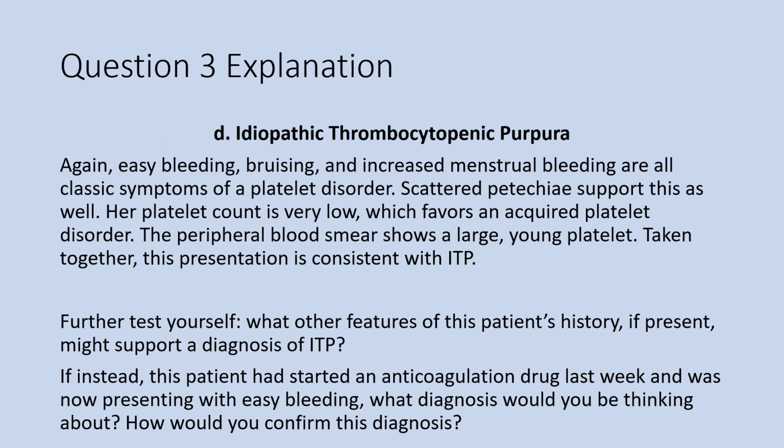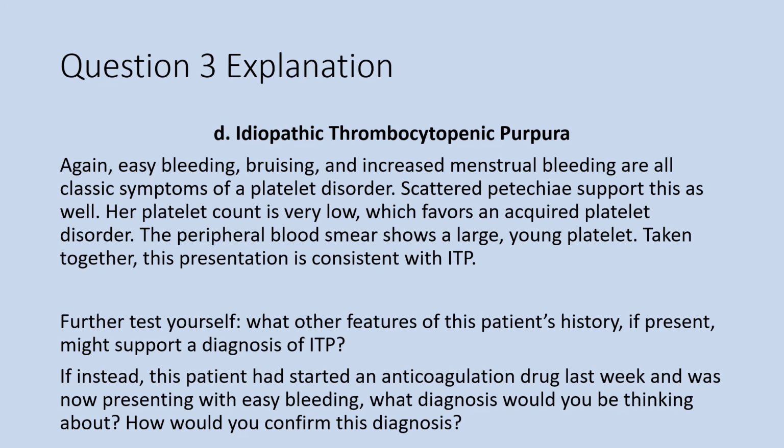So again, easy bleeding, bruising, and increased menstrual bleeding are all classic symptoms of a platelet disorder. And her physical exam findings of scattered petechia support that as well. And her labs show that her platelet count is very low, which favors a more acquired platelet disorder rather than an inherited one. She's also a little bit old to be presenting with an inherited platelet disorder. And the peripheral blood smear shows a large young platelet in the center of the field. So taken together, this presentation is consistent with ITP.